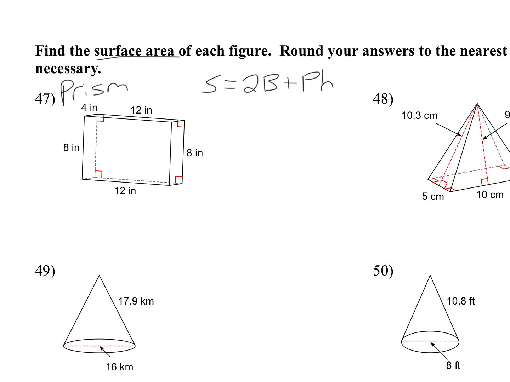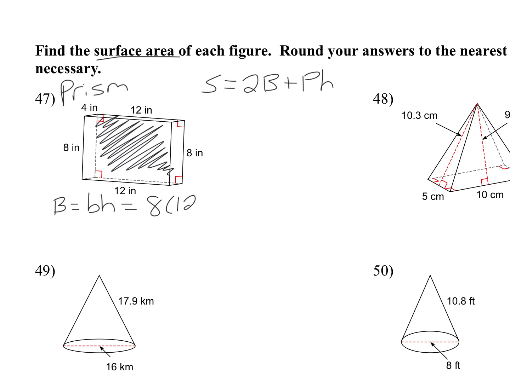Okay, so we have to find capital B, capital P, and H. Does anyone remember what capital B stands for? Something with the base. Area of the base, yep. So shade that base shape, which is that rectangle. How do I find the area of a rectangle? Base times height. What is the base and the height of that shape right there? 8 and 12. So 8 times 12 is 96.